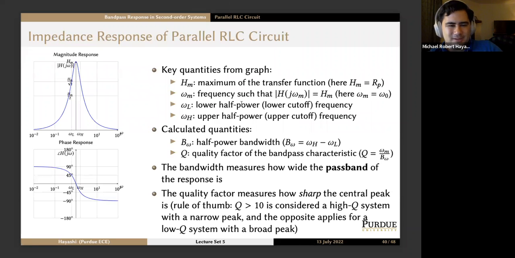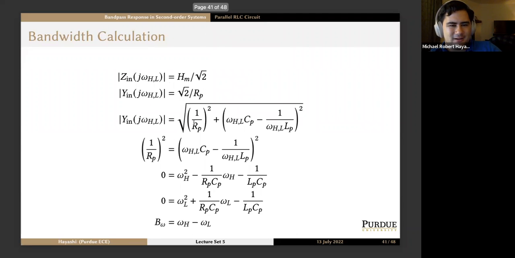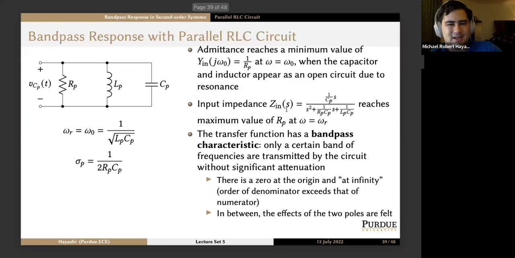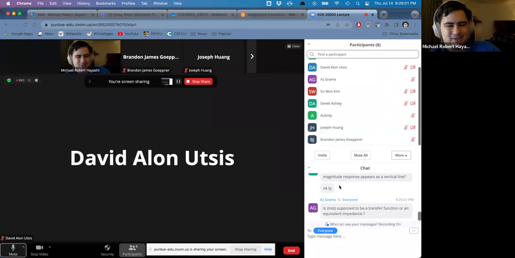Zn is basically the ratio of, let me just think, Zn is equal to V sub C of S over I in of S. So it's a voltage to current ratio. The output would be the voltage across any of these elements, I'll just say V sub C of S. And then the input would be a current source, I in of S. So input impedance is its own type of transfer function.